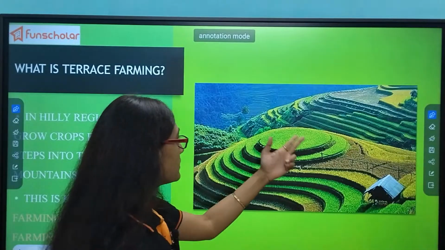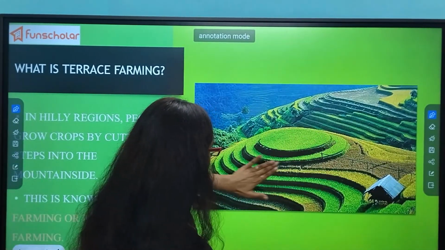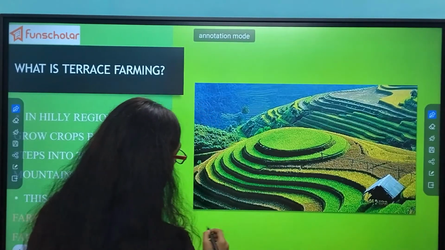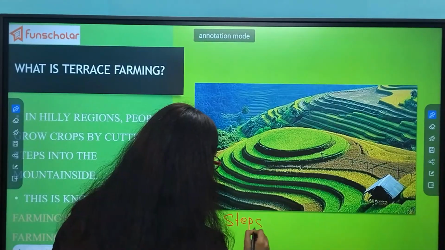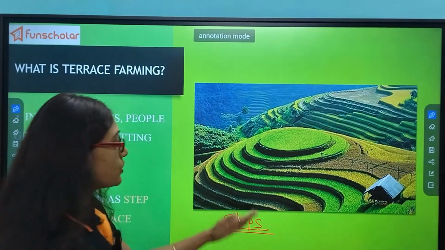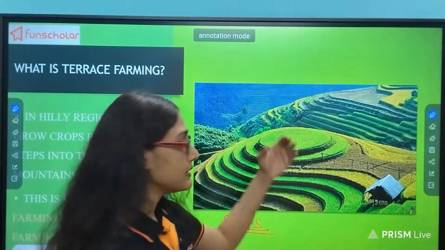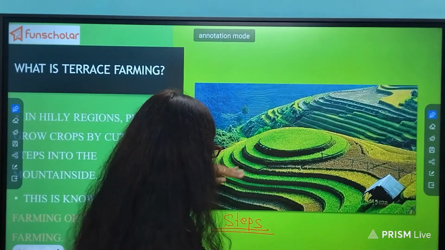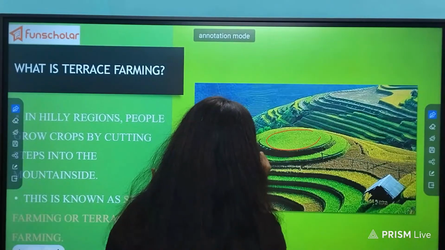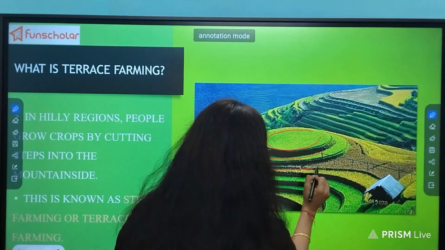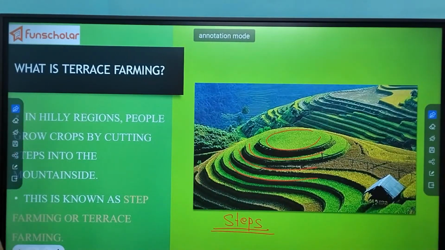But what about mountains? It is not easy because mountains have steep slopes. So what they have done, just look at the picture, they have cut down the mountains into steps, right? These look like steps. So in mountains, people cut down the land into steps so that agriculture can be done easily.